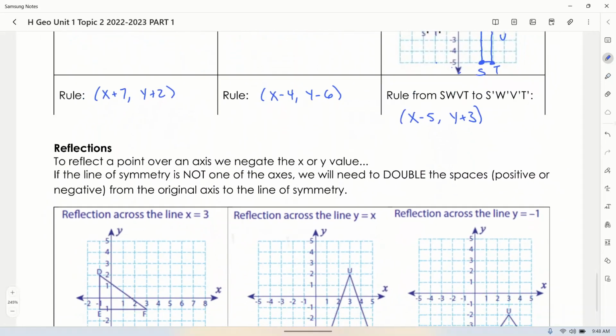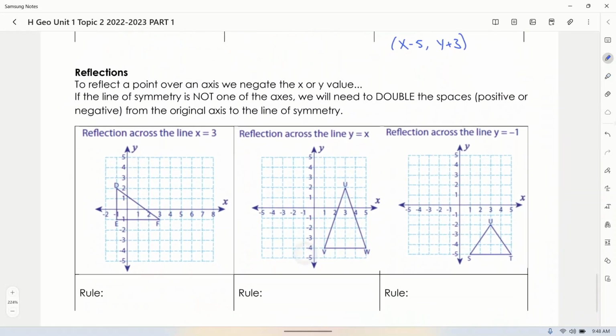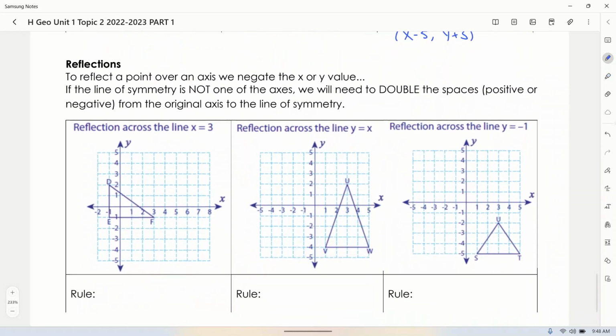Okay, so let's go down to our reflections. And this is where those new set of rules from the beginning are going to come into play. It says reflect a point over an axis. We negate the x or the y value. We've seen that already. If the line of symmetry is not one of the axes, we're going to have to do something a little bit different.